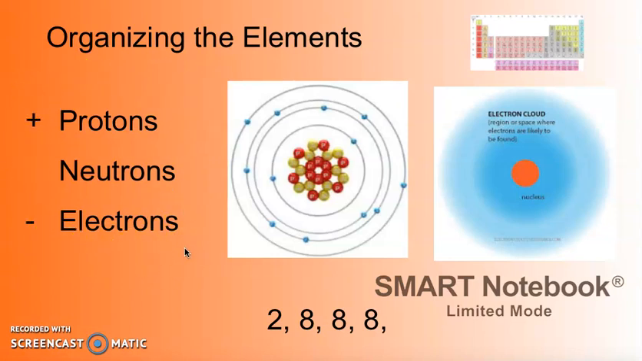It has a lot to do with the positive protons. You may remember the protons are in the nucleus, along with the neutrons that don't have a charge, and that is the main mass of an atom. And then you have these electrons which have a negative charge, but they don't really carry much mass.